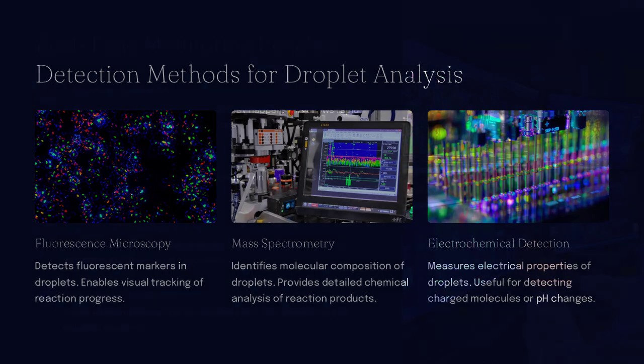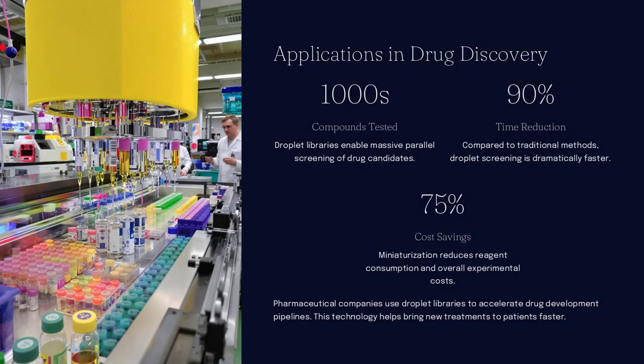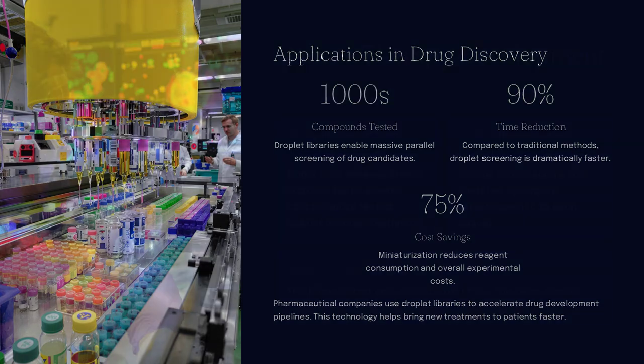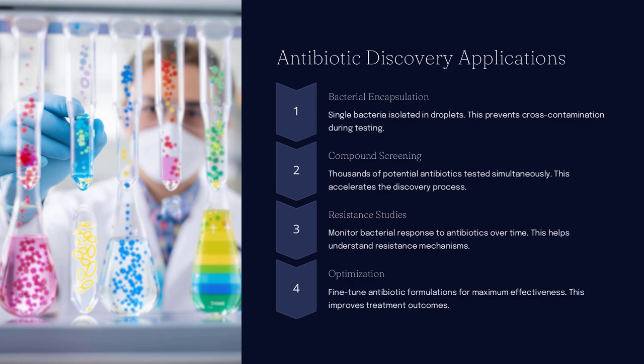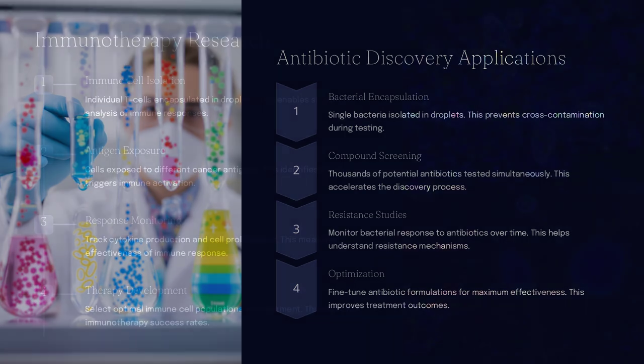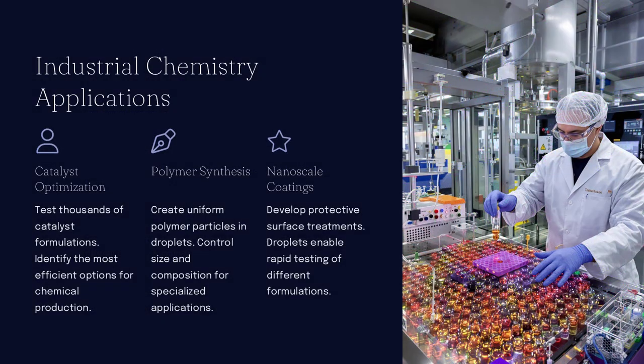This approach is particularly valuable when exploring reaction kinetics, optimizing synthesis conditions, or conducting combinatorial chemistry. One advantage of droplet libraries is that they reduce reagent consumption and waste compared to traditional bulk experiments. Each droplet acts as an independent microreactor, and because of their small volume, reactions occur quickly and can be observed in real time using optical or spectroscopic methods.